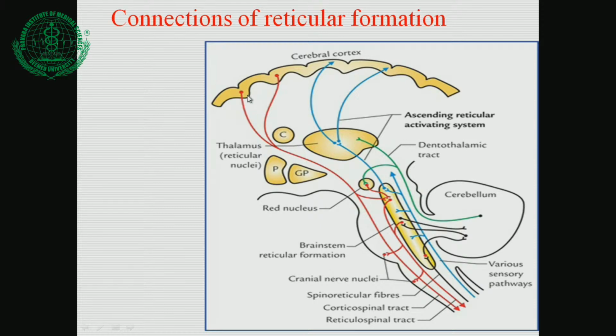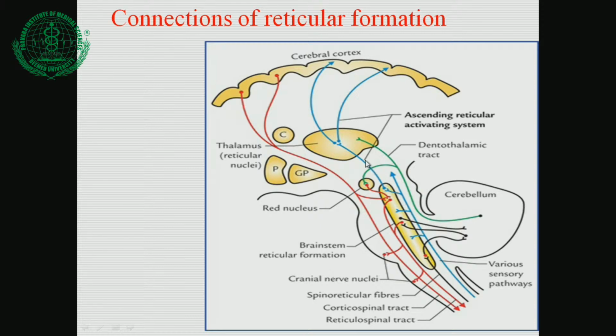Second variety are the efferents. These are the descending fibers coming from the cerebral cortex, giving collaterals to the cranial nerve nuclei, spino-reticular fiber, corticospinal fiber and the reticulospinal tract or fiber. These are the efferents of the reticular formation, and these are the afferents.